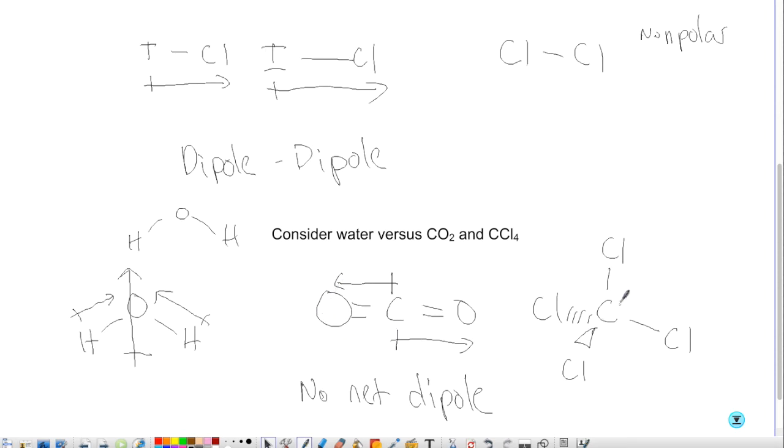And you'll see something very similar with CCl4, okay, where there are bond dipoles, but the molecule is perfectly symmetrical, which means all of the bond dipoles are pulling out in different directions, and they all cancel out. Okay, so this would also be a no net dipole, which is why this is a gas at room temperature.